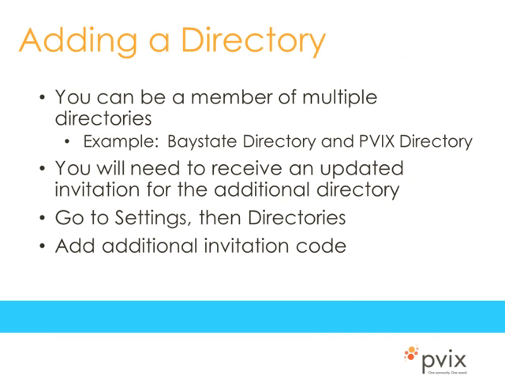You could be a member of multiple directories, for example, the Bay State directory and the PVIX directory. If you are a member of multiple directories, you'll be able to message providers from multiple practices. To add a directory, you'll need an invitation from the new directory's administrator. You'll receive the new invitation in your Bay State email. Remember, the email may end up in your junk file. After you receive the new invitation in your email, open the app, go to Settings, then Directories. Enter the invitation code that is found at the bottom of the invitation letter in the Add Directory box. That's it. Now you're a member of a new directory.